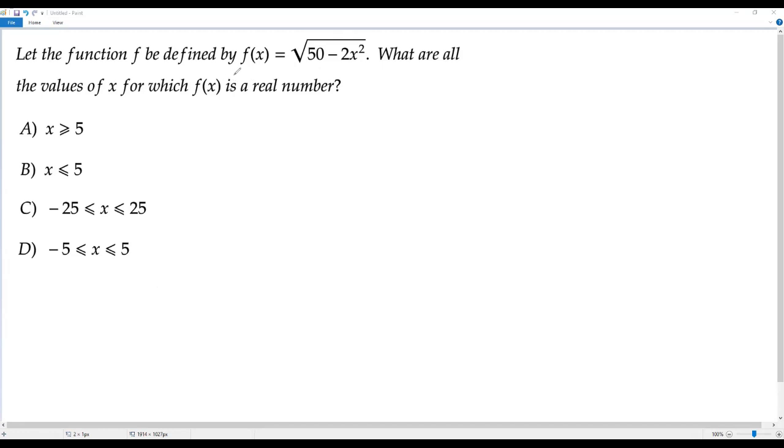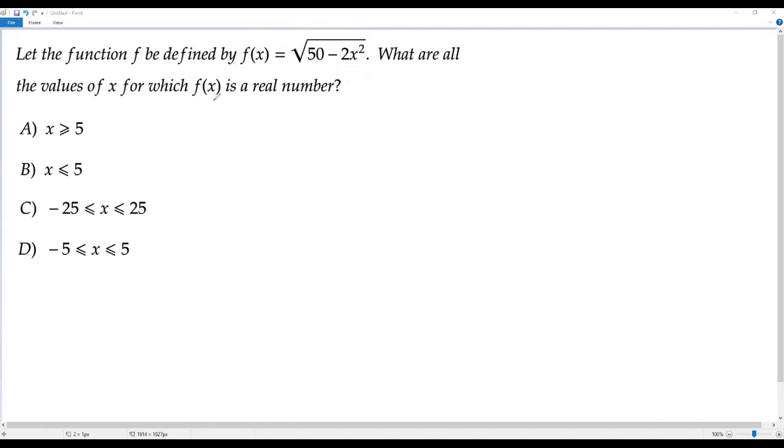Okay, according to the question, this f of x has to be a real number, so we have to find the values of x. Here we have f of x equals the square root of 15 minus 2x squared. Inside the square root, when we have a negative number, the square root is considered an imaginary number. That is, if the value of 15 minus 2x squared is negative, then this is imaginary. Since this is equal to f of x, f of x also will be considered imaginary.